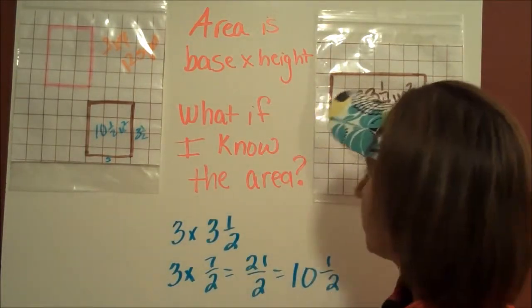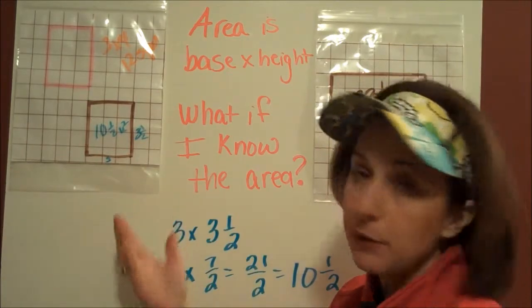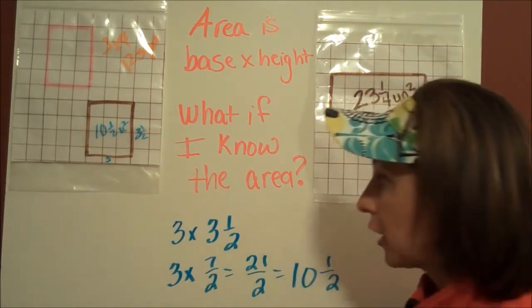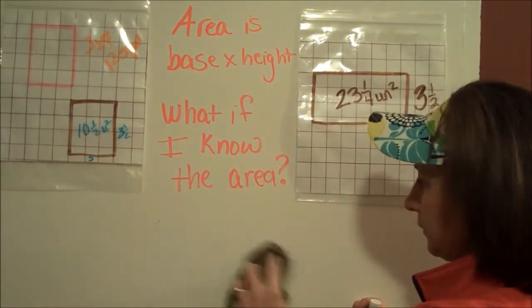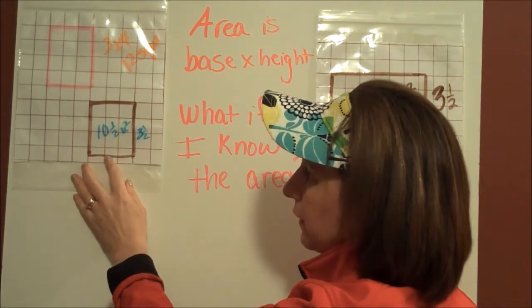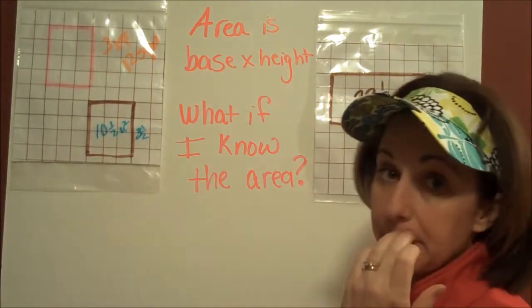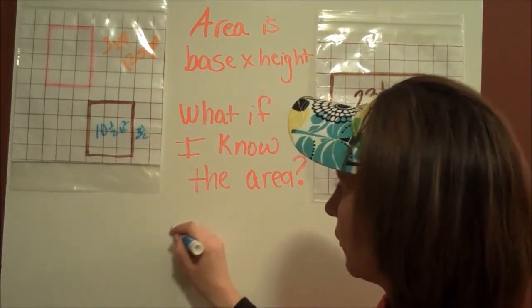And so our question for today is, if we know what the area is, can we find the missing side? And we go back to what we know about the formula. Let's pretend we don't know that this is 3. We can't count that and see that it's 3. So let's write down what we know.